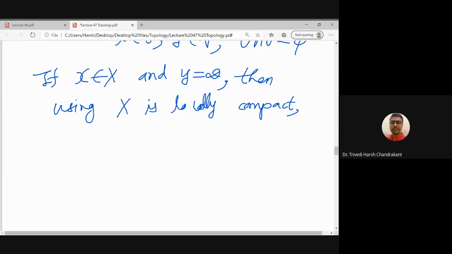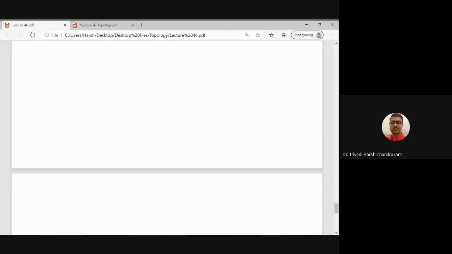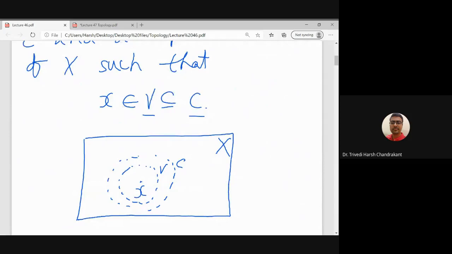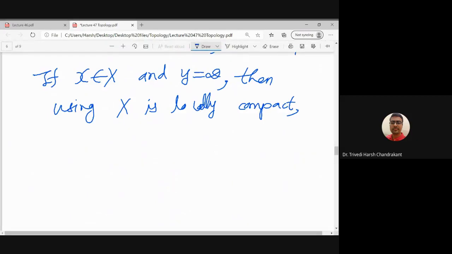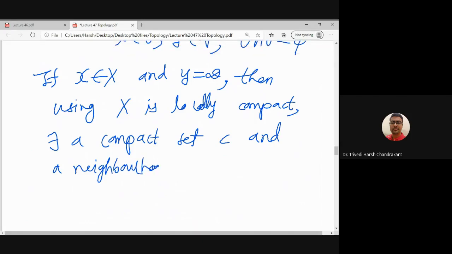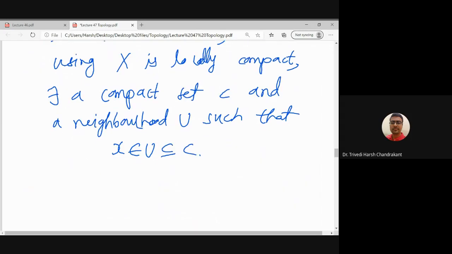Since X is locally compact, what does the definition give? It gives that I can find an open set and a compact set such that x belongs to the open set, which is a subset of the compact set. So there exists a compact set, say C, and a neighborhood U such that x belongs to U, and U is a subset of C. This is what we get using local compactness at the point x.